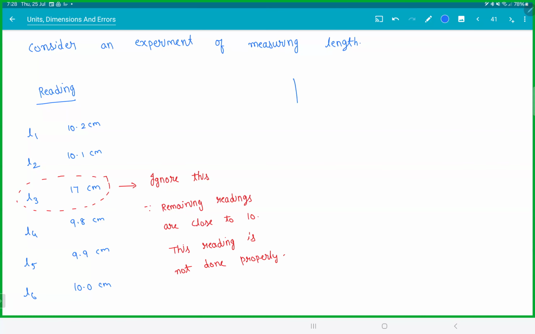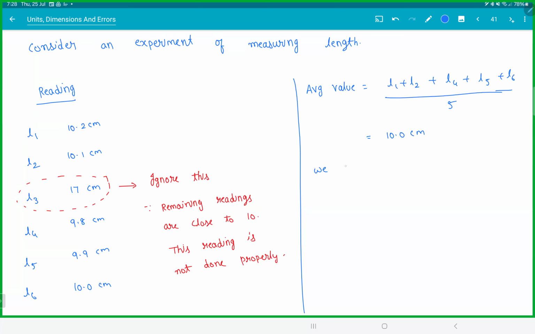So the first thing we do, we ignore that. Then we measure the average value. So here the average value is L1, L2, L3 is removed, L4, L5, L6, divided by 5. When you add all of these, I give proper numbers, you'll get 10.0 centimeters. So we assume the average value is the right value. We treat the average value as the actual value.